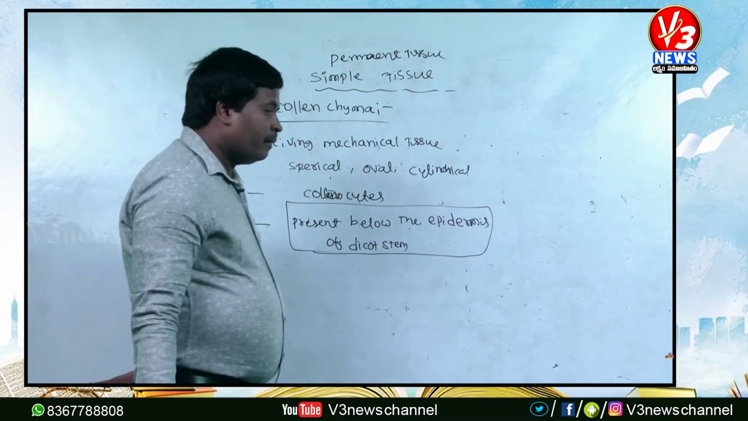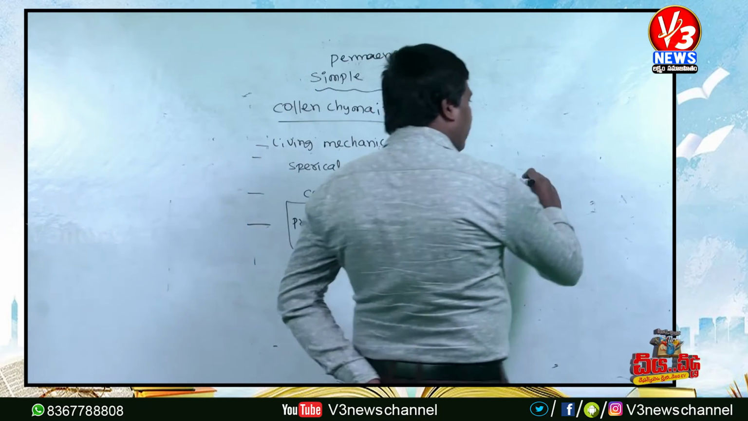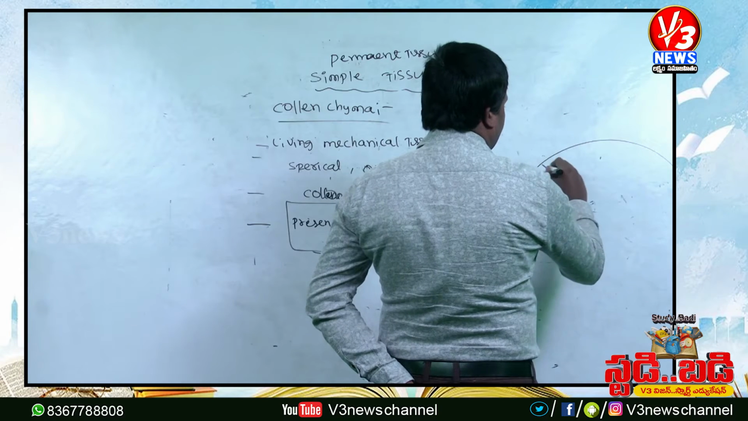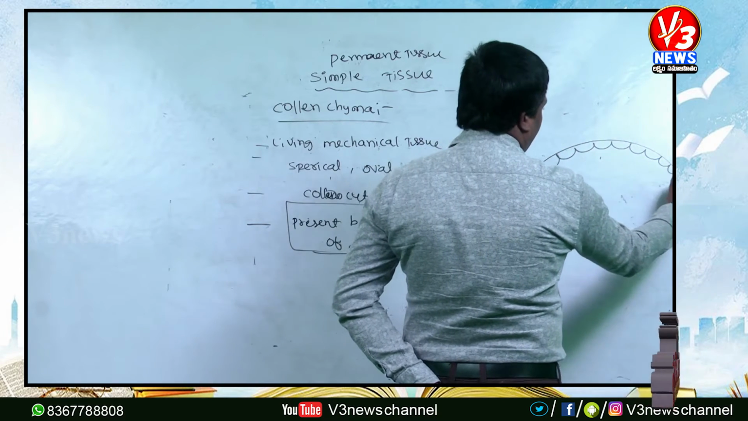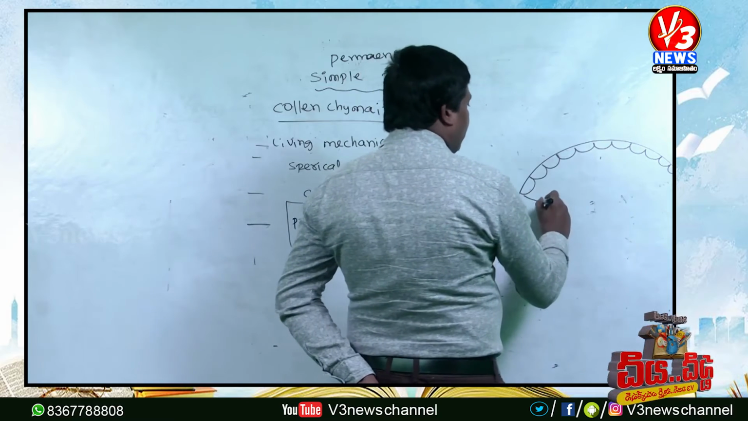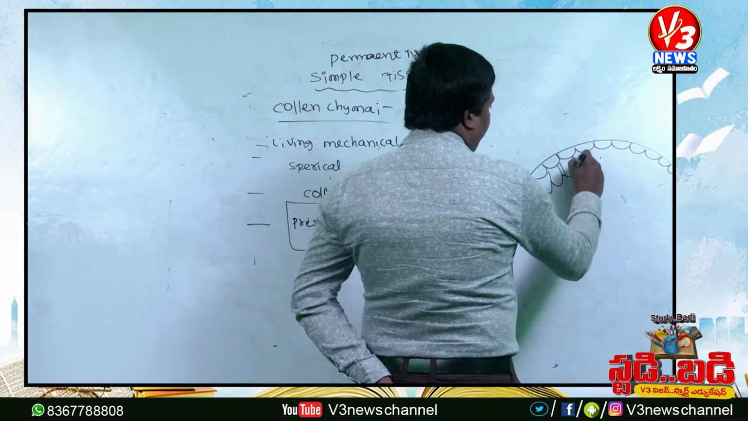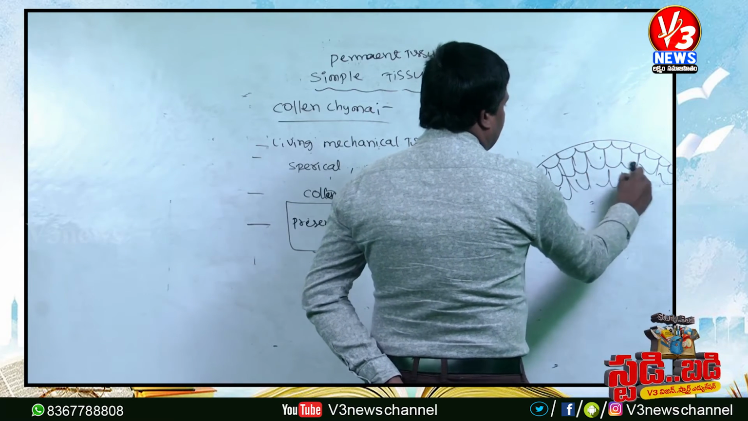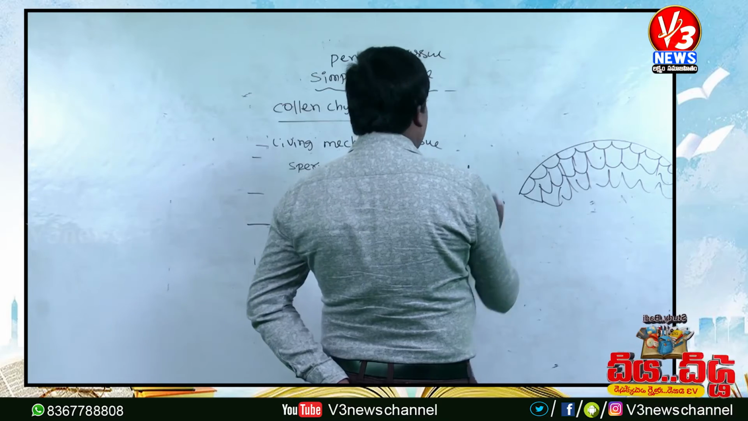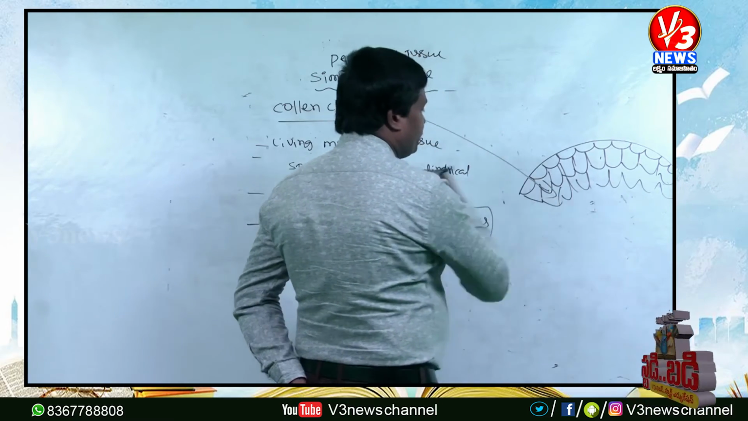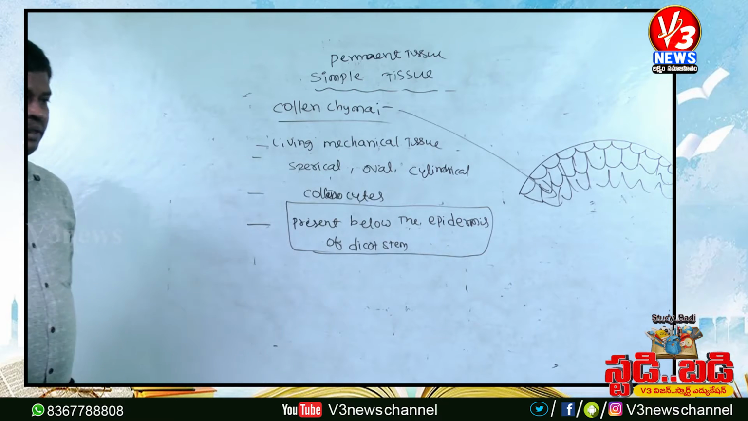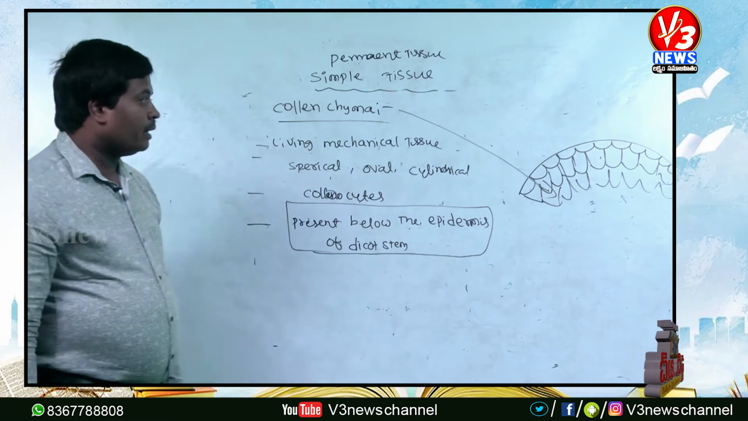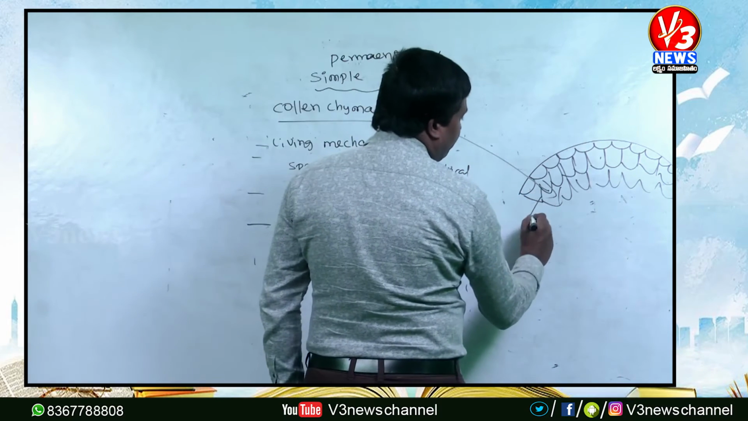It is a living mechanical tissue. When you observe the dicot stem, the outermost layer is called the epidermis. Below the epidermis, one or two layered or few layered thick walled tissue without intercellular spaces is called collenchyma. Very important, repeated in competitive examinations. This portion is also called the hypodermis.